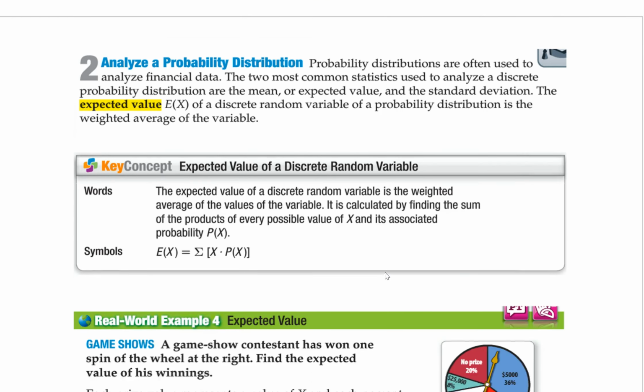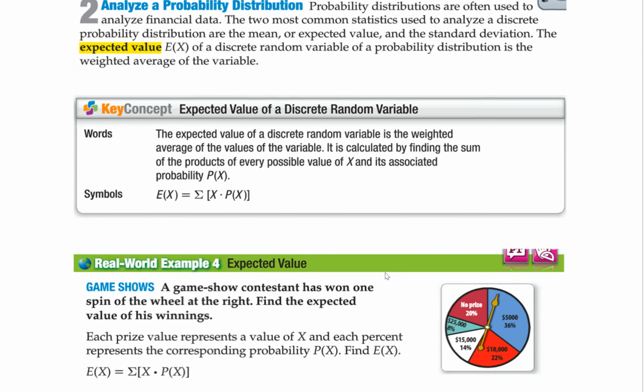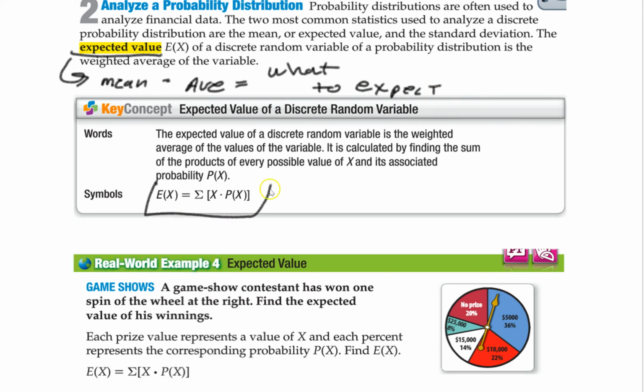Okay, next step. Let's talk about expected value. Expected value is just a fancy way of saying the mean, or the average, or just what do you expect to happen. So if I roll a die, what do you expect to happen? That's called expected value. Now here's the formula for it.